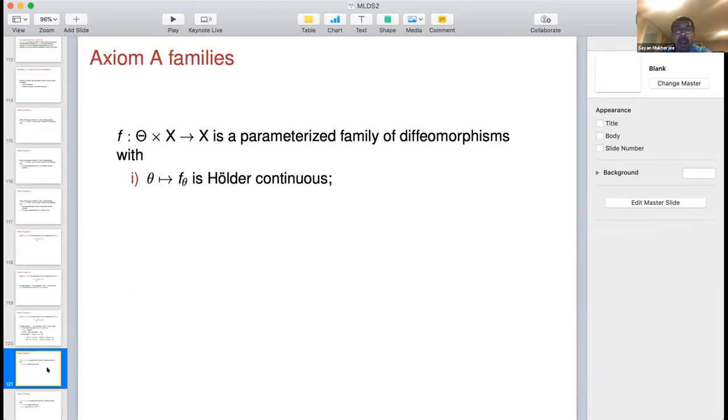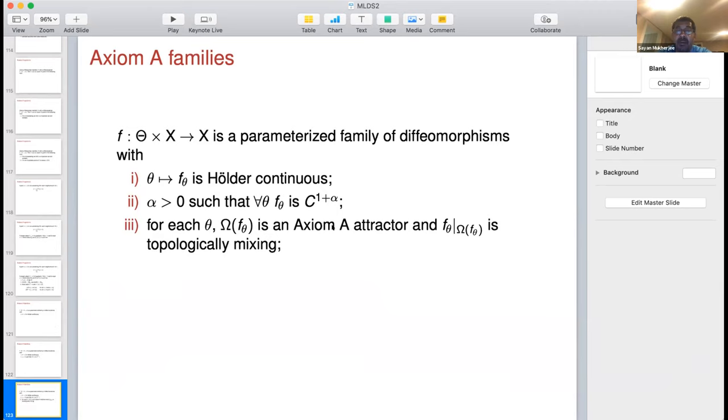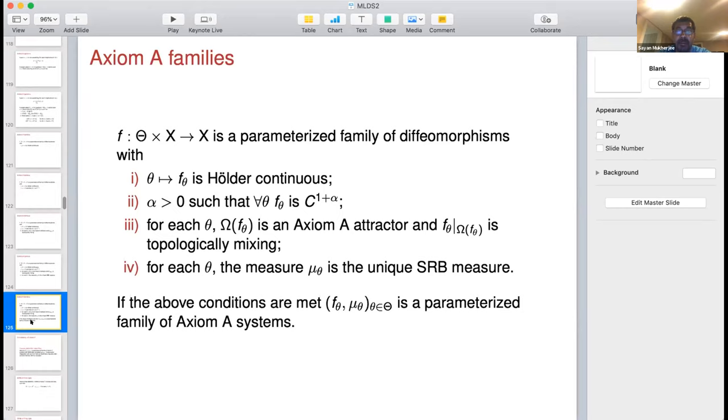Axiom A families. If I have a parameterized family of diffeomorphisms and this map is Holder continuous, right? And there's an alpha for which F theta has this kind of continuity property, okay? And for each theta, omega of theta is an axiom A attractor, right? It's topologically mixing. And for each theta, the measure mu sub theta is what's called a unique Sinai-Ruelle-Bowen measure. And I will talk about this in a lot more detail in probably about 5 minutes. Okay. If the above conditions are met, then I have a parameterized family of axiom A systems.